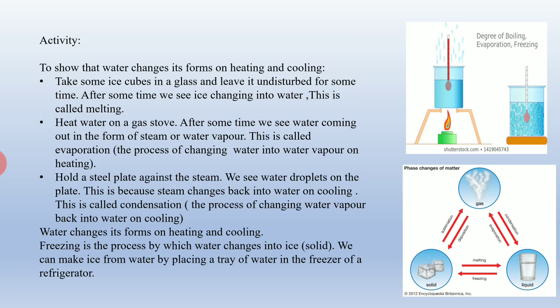Hold a steel plate against the steam. We see water droplets on the plate. This is because steam changes back into water on cooling. This is called condensation, the process of changing water vapor back into water on cooling. Water changes its forms on heating and cooling. Freezing is the process by which water changes into ice, solid. We can make ice from water by placing a tray of water in the freezer of a refrigerator.